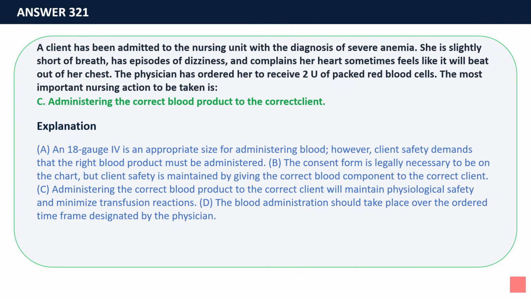Answer: C. Administering the correct blood product to the correct client. Explanation: A. An 18-gauge IV is an appropriate size for administering blood, however, client safety demands that the right blood product must be administered. B. The consent form is legally necessary to be on the chart, but client safety is maintained by giving the correct blood component to the correct client. C. Administering the correct blood product to the correct client will maintain physiological safety and minimize transfusion reactions. D. The blood administration should take place over the ordered time frame designated by the physician.